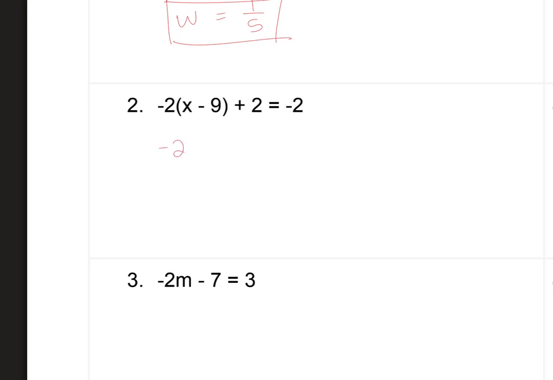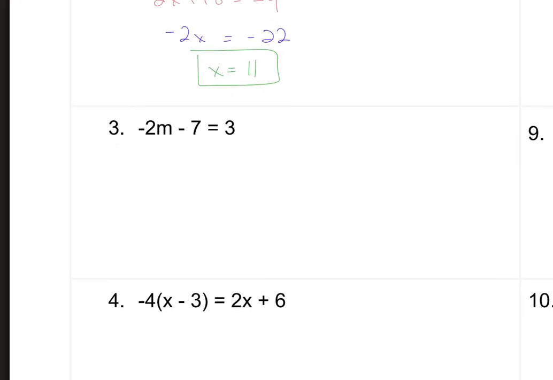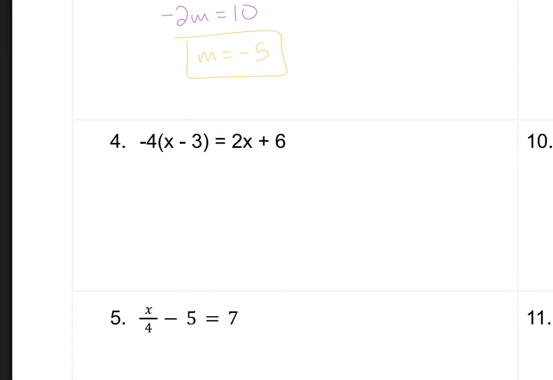Distribute the -2. I'm going to go ahead and subtract that 2 also. Going to subtract 18 and divide by -2. Add 7. Divide by -2. Multiply or distribute -4.